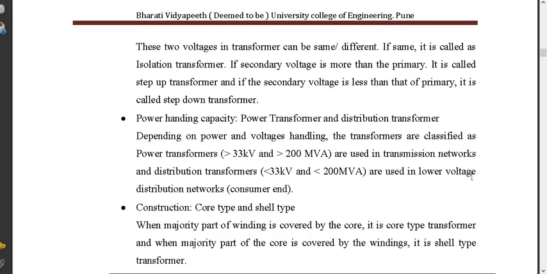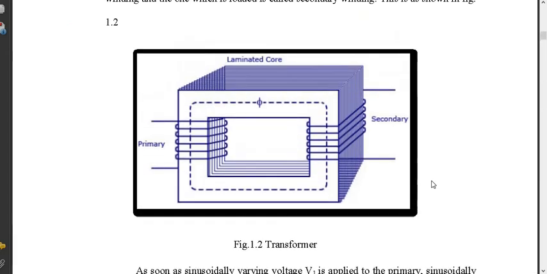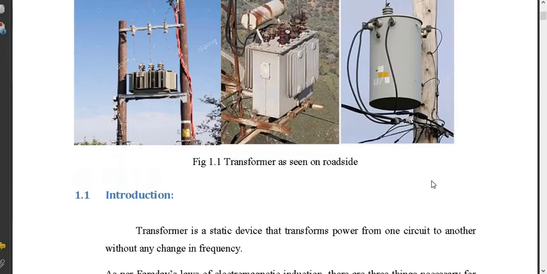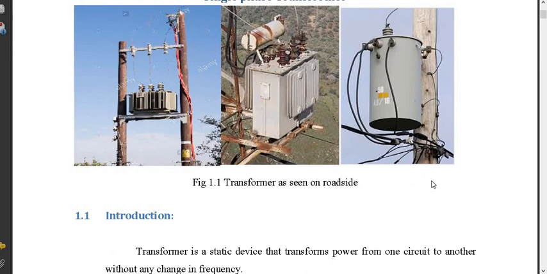The second basis for classification is power handling capacity. If the voltage levels handled are greater than 33 kilovolts, or if I talk about the capacity or rating, it is greater than 200 megavolt amperes, this transformer is called a power transformer, and below that these are called distribution transformers. So if you remember the very first thing when I talked about transformers, these are the three pictures of distribution transformers. These are very small rating transformers, these are distribution transformers.